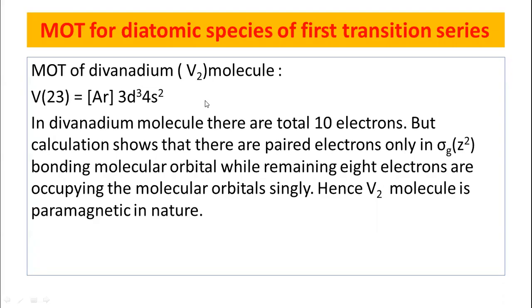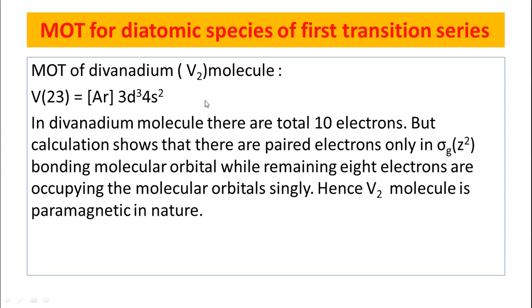In this lecture, I would like to discuss MOT for diatomic species of the first transition series. So how are the molecular orbitals formed for a diatomic species of the first transition series?